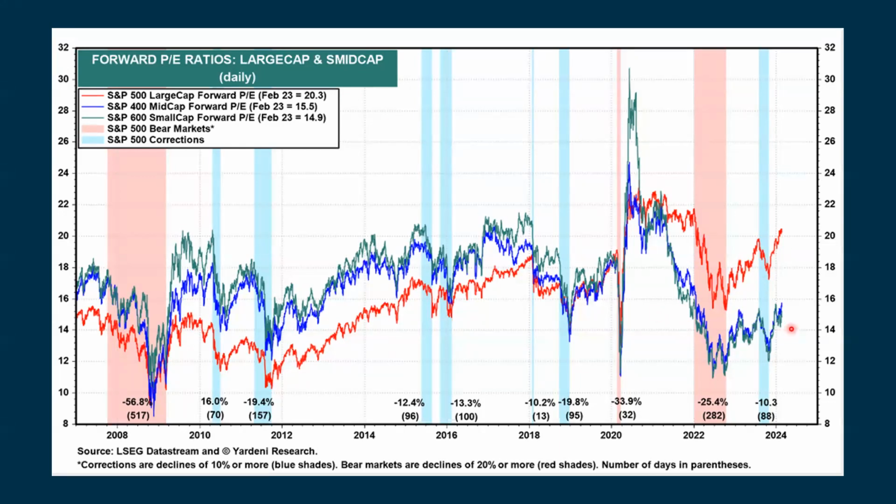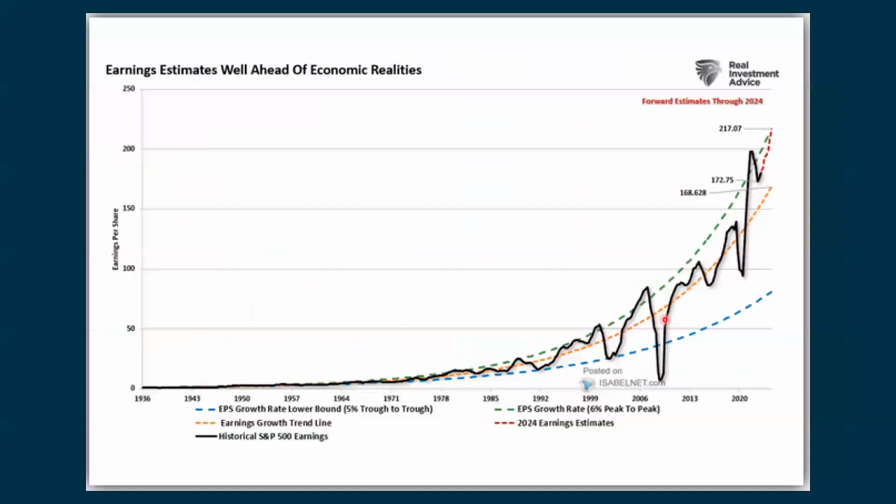To compare it with some other indexes, we have the mid caps and the small caps. The mid caps are coming in at 15.5 as of Friday's close, and the small caps are at 14.9. So they're more fairly priced, where the S&P is considered to be overvalued.